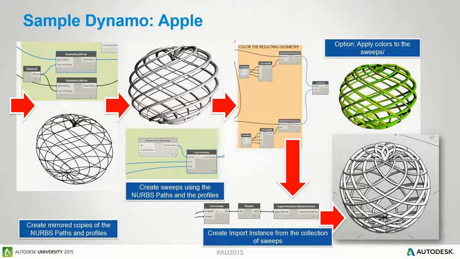But if we want to export them to Revit or our Revit project, we'll just create a list, flatten them, and then connect an import instance by geometries. That is what happened in our example here.